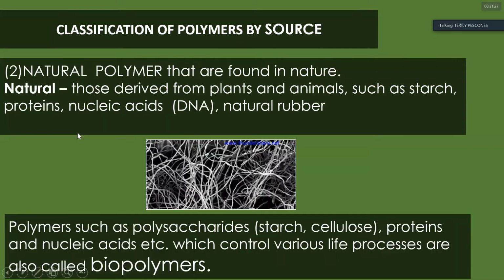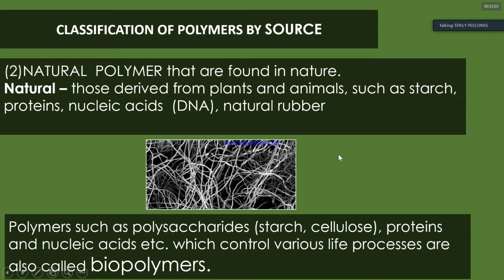Then, next is we have the natural polymer. Okay, natural polymer, ito yung mga found in nature. So, yung polymer, so nakukuha nyo na klase, it is a general term. So, natural, those derived from plants and animals such as starch, proteins, nucleic acids, and natural rubber. So, these contain large molecules. So, polymers such as polysaccharides, the starch, and cellulose. So, yun yung mga example ng polymer.